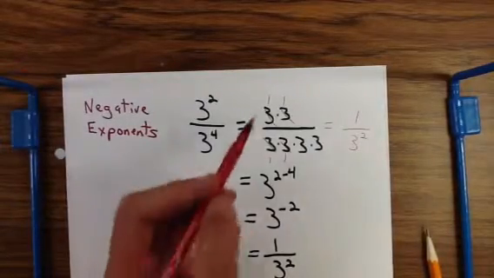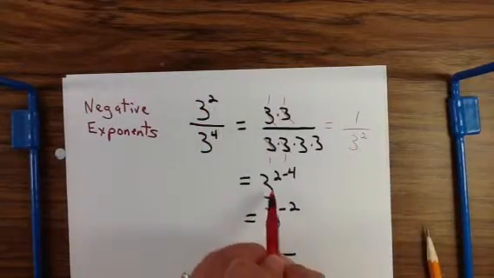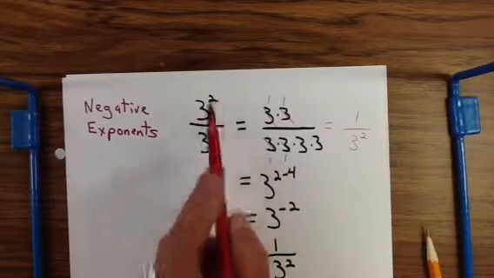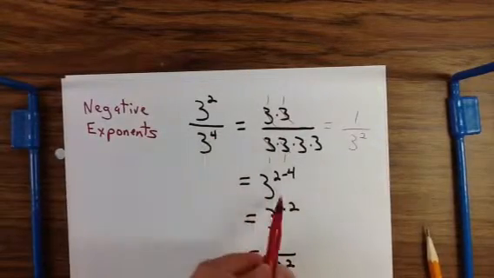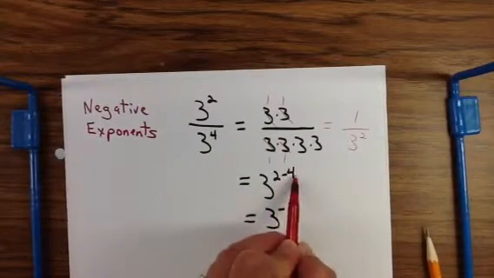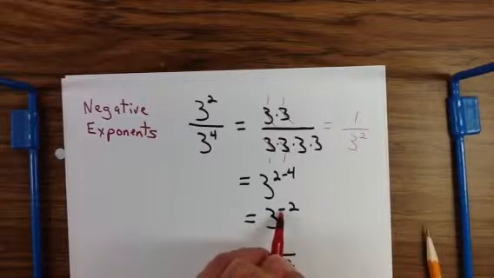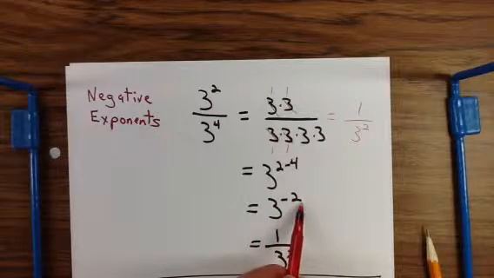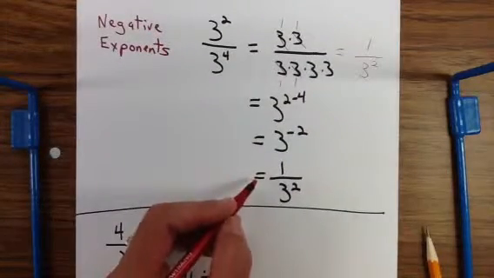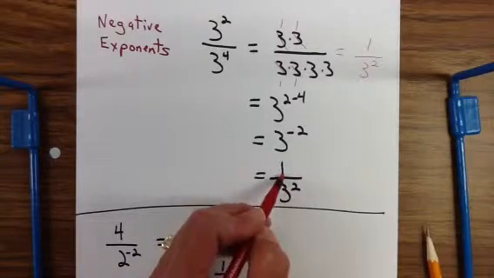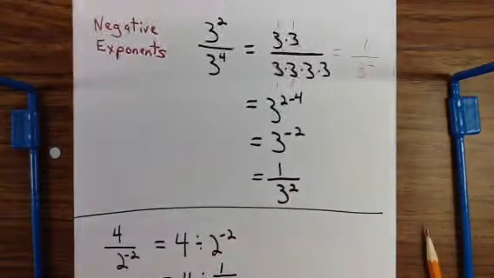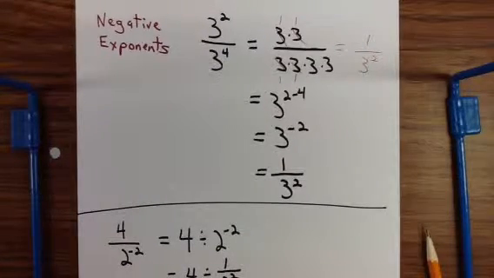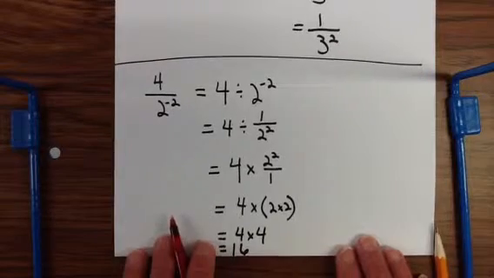But we learned in our other video we could just take the power of the numerator and subtract the power of the denominator, 3 to the 2 minus 4, which is 3 to the negative 2. And 3 to the negative 2 is the same thing as 1 divided by 3 to the positive 2. Hopefully that helps you understand that. Now, let's look at another example.